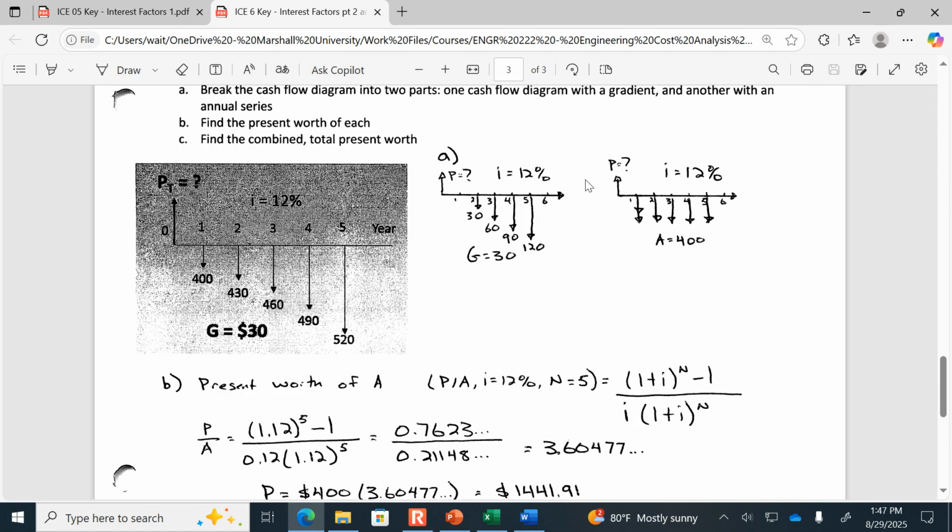It's so clean there. 37 cents off. All right, so for this last problem, we want to find the value of the annual series and the value of the gradient.